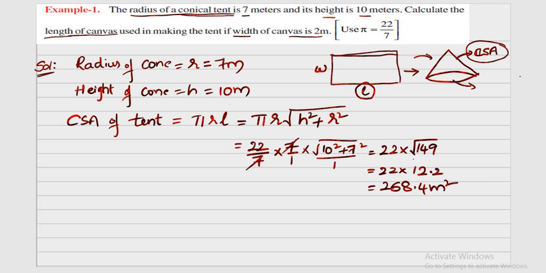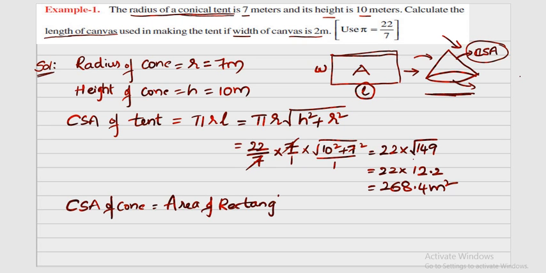So we have found this particular CSA of the tent, but what do we know? This particular area is equal to this particular area, right? So clearly I can say, CSA of cone is equal to area of rectangle.